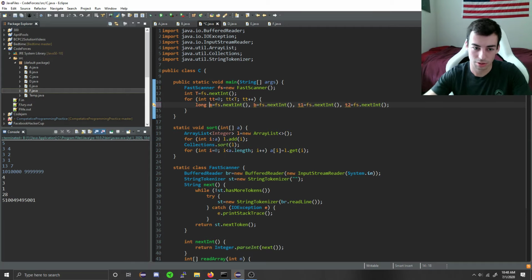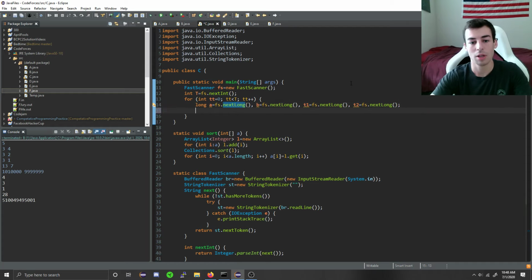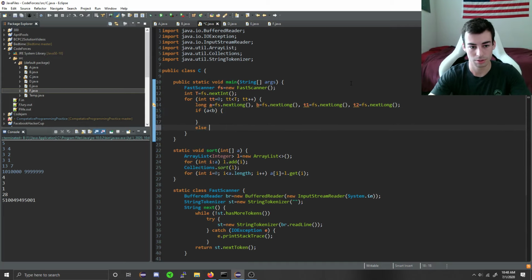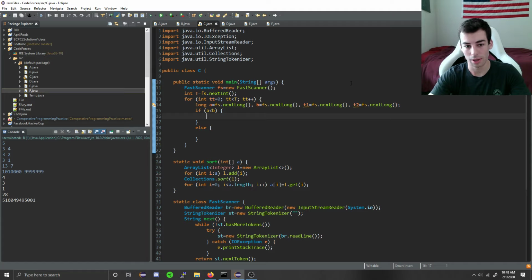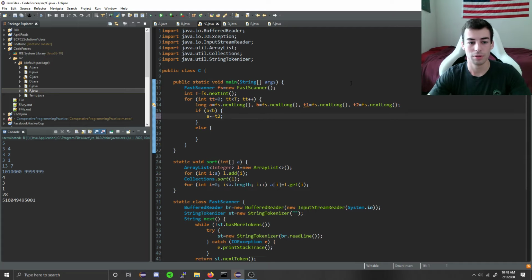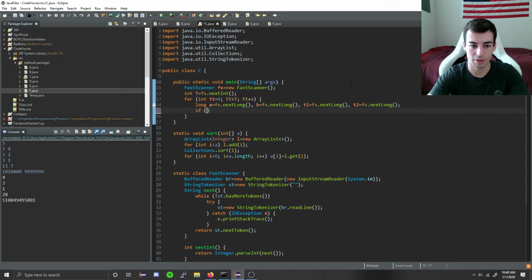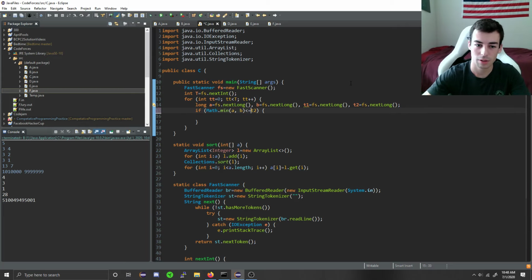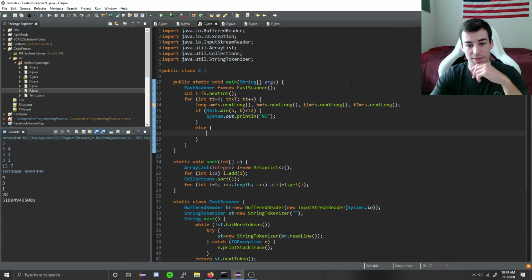These need to be longs. Alright, so if A is less than B, else then A minus equals T2. Or really all we care about is the min. So if math.min of A and B is less than or equal to T2, less than really, then print no. Otherwise, that means T2 will be fine.